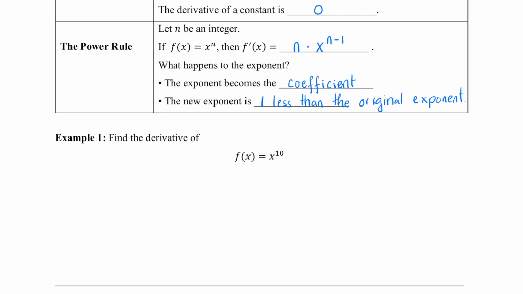Let's look at our first example. We want to find the derivative of the function f of x equals x to the 10th. To solve this, we will use the power rule. The power rule tells us f prime of x equals n times x to the n minus 1. Here, the exponent is 10. Step 1, the exponent becomes the coefficient. So we bring the 10 to the front. Step 2, subtract 1 from the exponent.